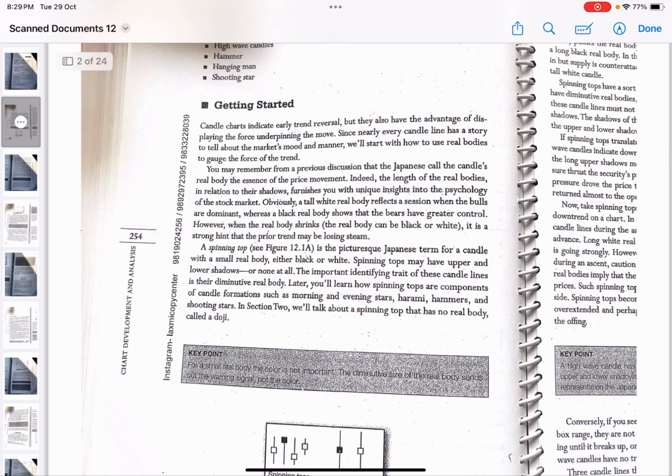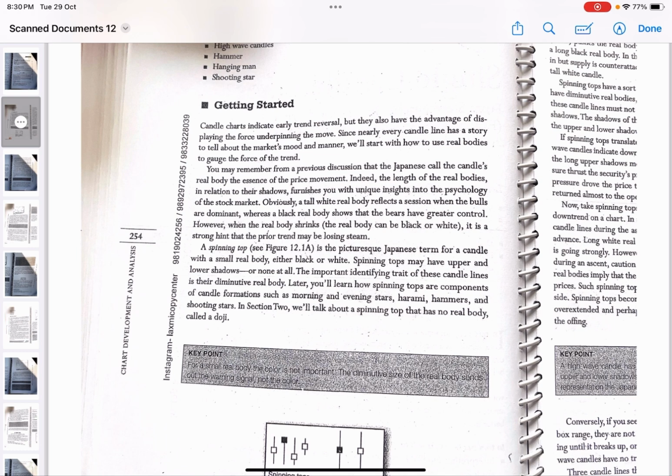So the first and main thing is that if you want to spot any sort of breakouts, or any sort of reversal, then candlestick charts give you an early sign of reversals, right? So they indicate an early trend reversal. But they also have the advantage of displaying the force underpinning the move. Since nearly every candle line has a story to tell about the market's mood and manner, we'll start with how to use real bodies to gauge the force.